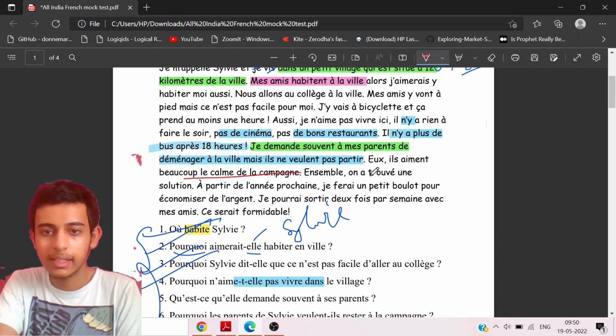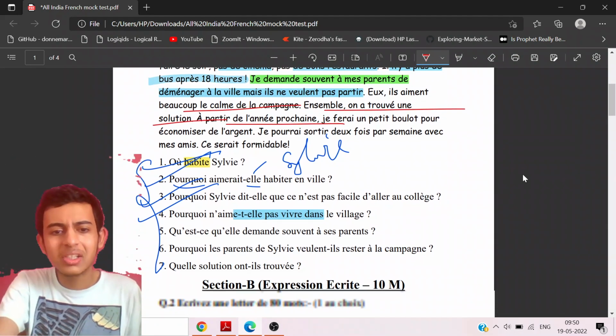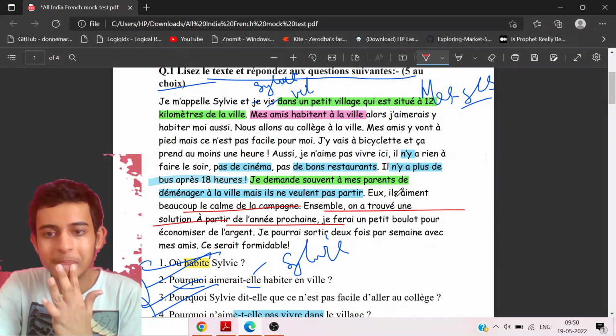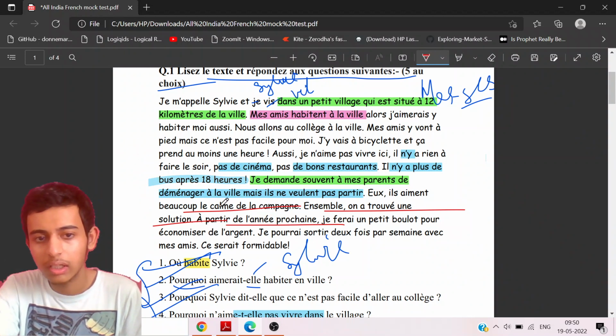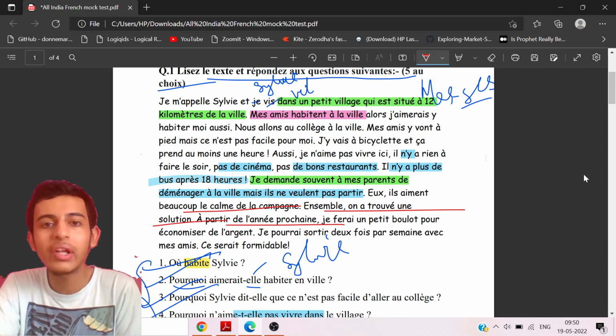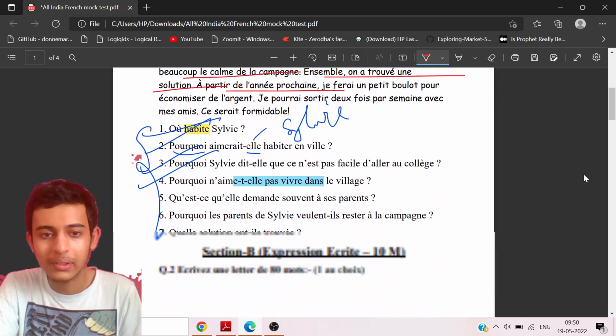Beaucoup les camps de la campagne ont trouvé une solution. En plastique, where is it given? What does the question say? Their campagne. Campagne is over here, no? They want a lot of calm. I think it is saying that the campagne is a very calm place, right? That is why. You can write down that.